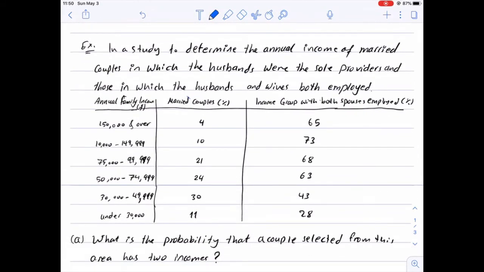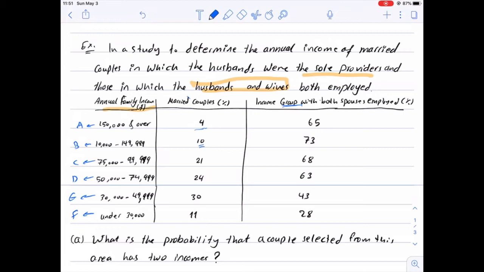Now another example. In a study to determine the annual income of married couples in which the husbands were the sole providers, and those in which husbands and wives both are employed, we have annual family income. We have some categories. The first category, let's call it A. The second one, let's call it B, C, D, E, and F. And the percentage of married couples in each category is given here. So for category A, 4% are married, and for B, 10%, and so on.